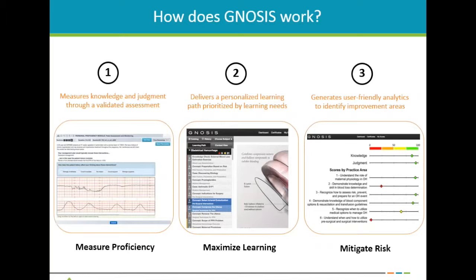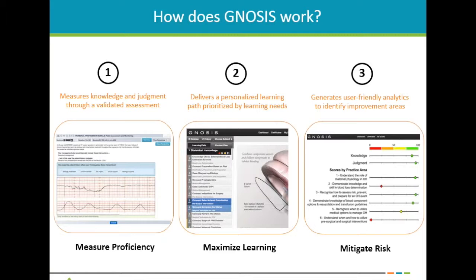So you may be asking yourself, how does GNOSIS work? And what's really unique about GNOSIS is this is assessment-based education. What we're not going to do today really is a demo, but rather we want to focus on the value of GNOSIS. So as I had just said, GNOSIS starts with an assessment that then generates an individualized and prioritized learning path. The assessment data provides insight into proficiency, variation among the team in terms of knowledge and judgment, and the opportunity to support individuals and the team in improvement areas that potentially represent risk to the patient and to the organization.